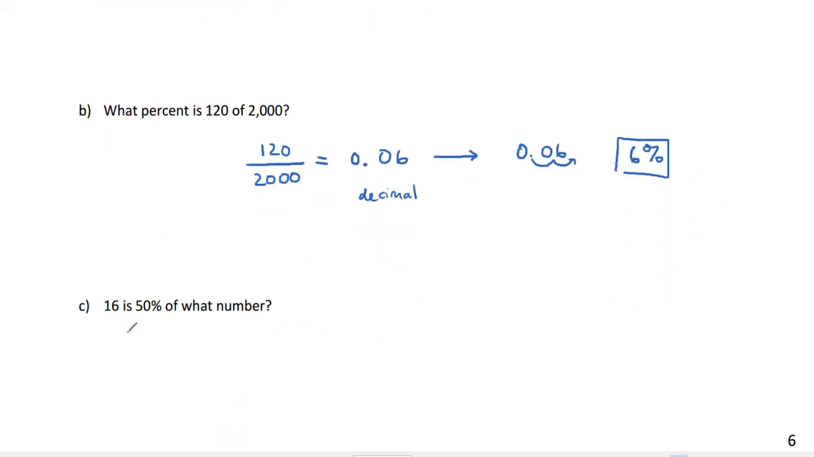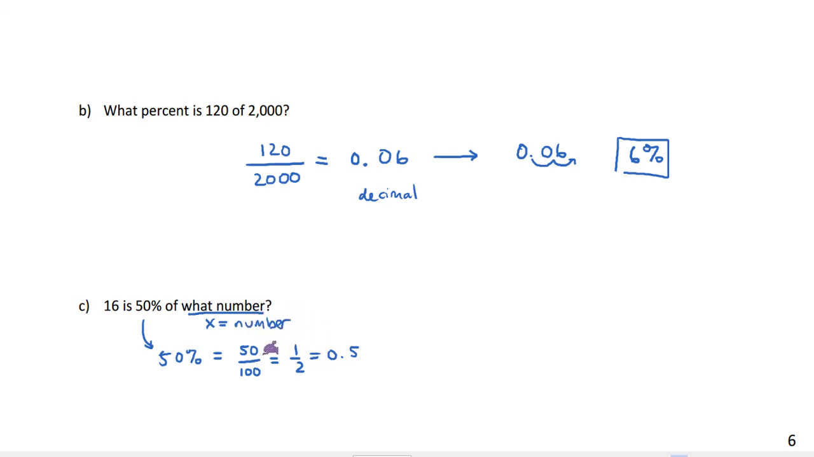Okay, how about this one? 16 is 50% of what number? So what is 50%? 50% is really 50 over 100, which is a half, or 0.5. We don't know what the number is yet. We're trying to figure that out, so we'll just say x is this number.